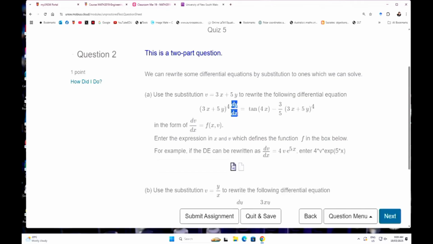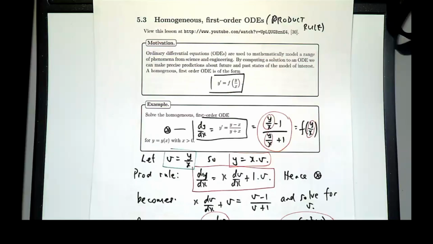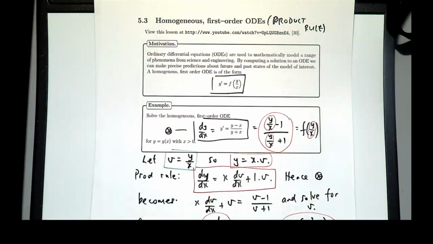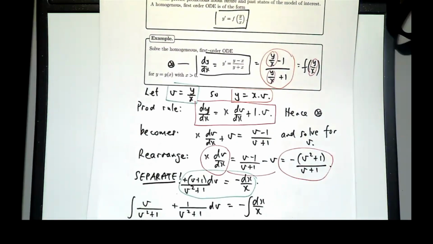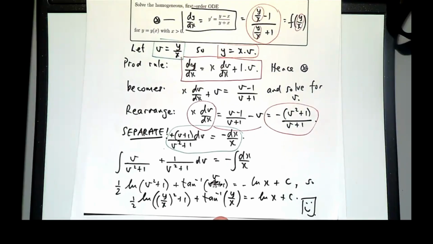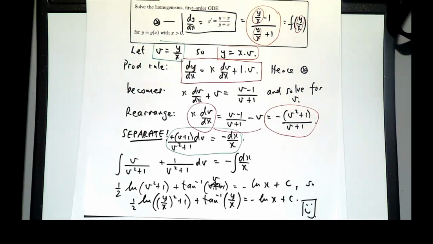The stuff we looked at yesterday is a special substitution, v equals y on x. Now, it's always nice when you're told the substitution to use. But it's not always the case. So sometimes you just have to work it out. But if it's homogeneous, then you know, oh, y on x, that makes sense, right?